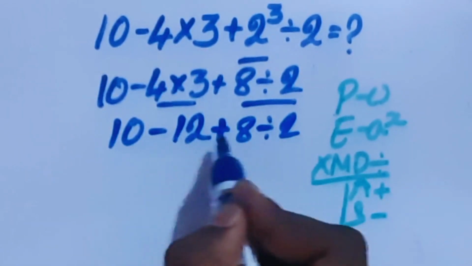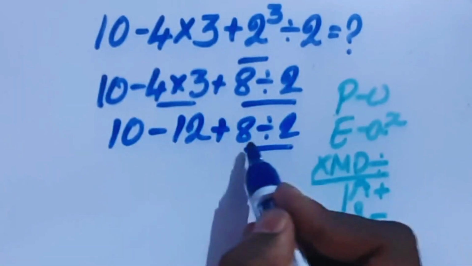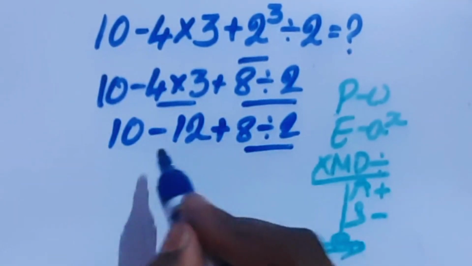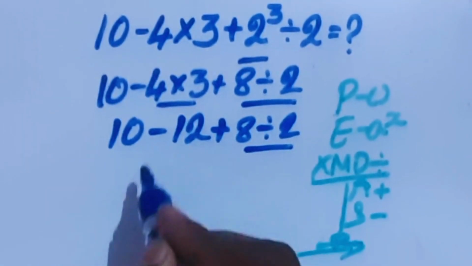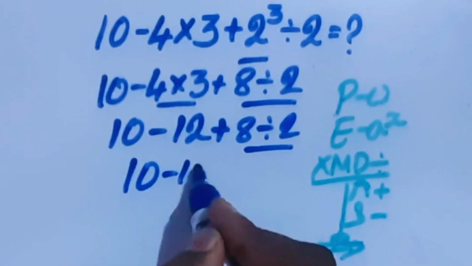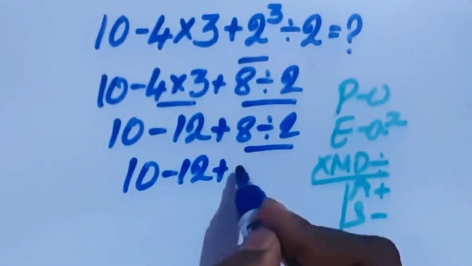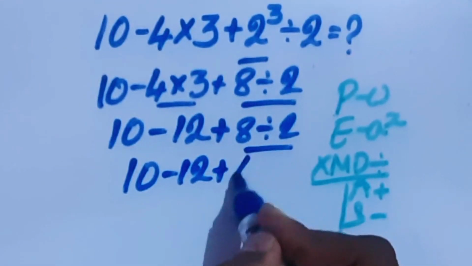Here we have subtraction, addition and division. Division is higher priority than addition and subtraction, so we have to do this division before the other operations. So 10 minus 12 plus, here 8 divided by 2 is 4.